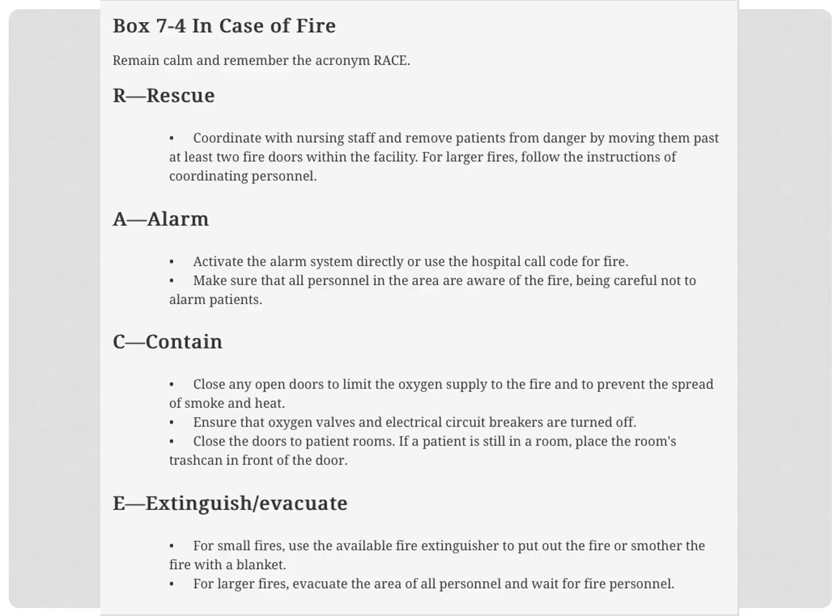In the case of fire, remain calm and remember the acronym RACE. R stands for rescue. First of all, we're going to make sure that we coordinate with personnel to remove patients from danger. A stands for alarm, and that's what we call the hospital code for fire. C is contain. It's to contain a fire by any means possible, which may include turning off electrical circuit breakers. And E stands for extinguish or evacuate.